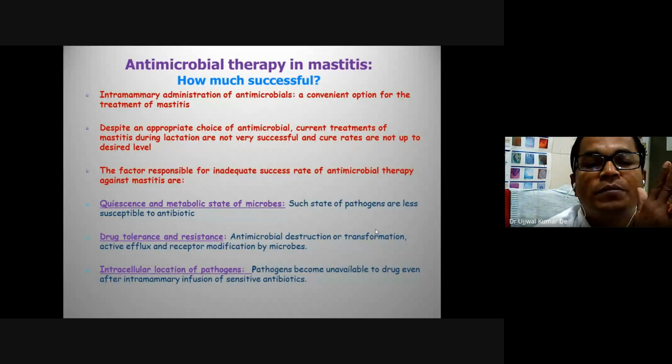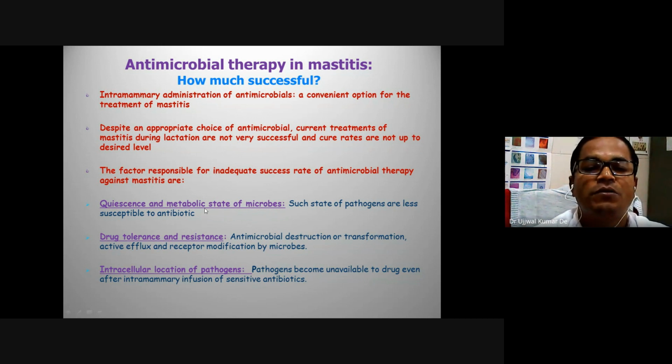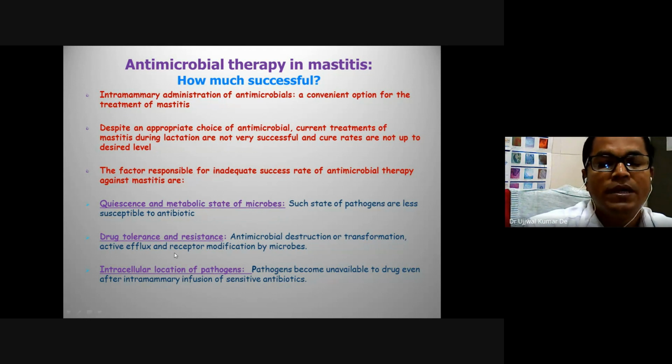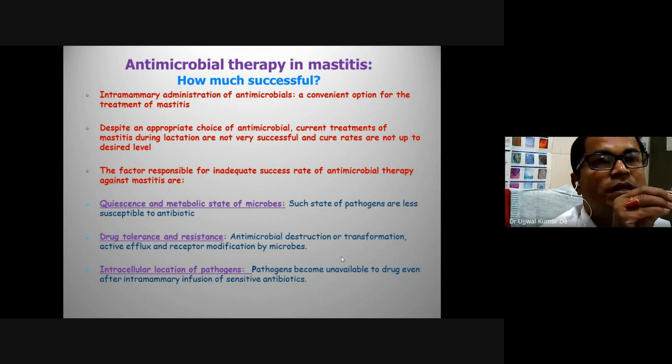Whatever bacteria are present in the udder or mammary gland, sometimes they remain in a metabolic dormant state. These pathogens are less susceptible, even when you are giving a good antibiotic. This is drug tolerance, not resistance. Intracellular pathogens, mostly Staphylococcus and E. coli, remain inside the cells, so drug distribution is reduced. So this is the problem: intracellular pathogens.